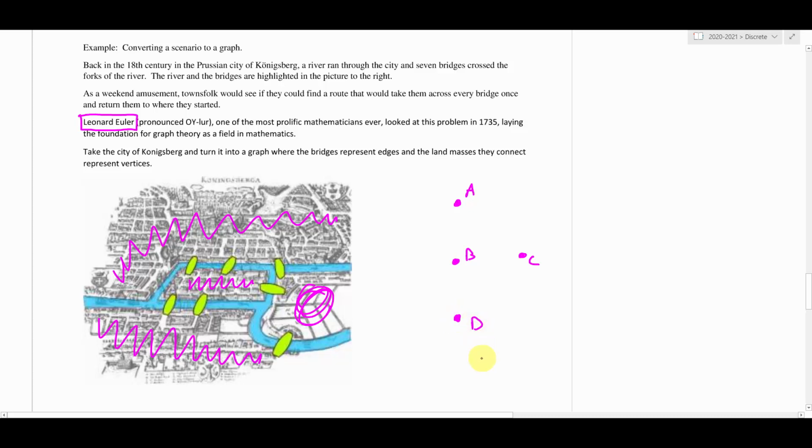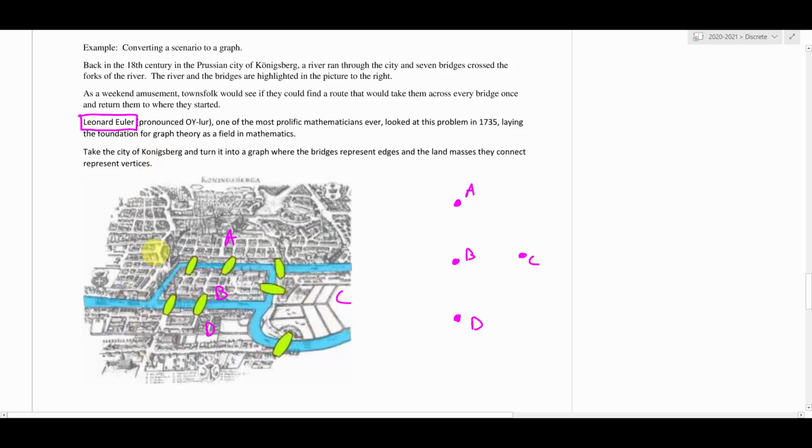All right. Now, you guys know what edges are, right? So what do you think Euler let the edges represent? If you said bridges, well, that would be correct, right? So we have our bridges here that connect these different land masses. So if I'm looking at A, B, C, and D, let me get rid of all those squigglies so it's a little bit more clear here.